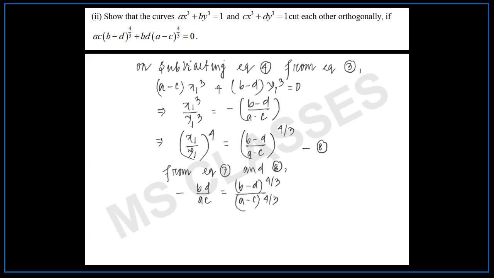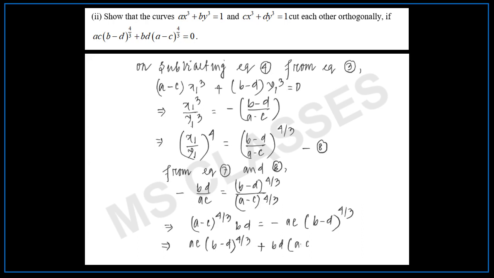Now we cross multiply and rearrange into bd equal to minus ac into b minus d whole to the power of 4 by 3. So if we rearrange, we get here ac into b minus d whole to the power of 4 by 3 plus bd into a minus c whole to the power of 4 by 3 is equal to 0. It's the required condition.